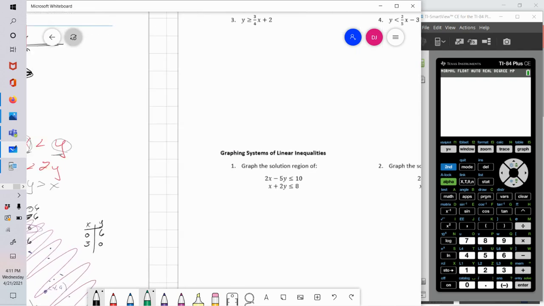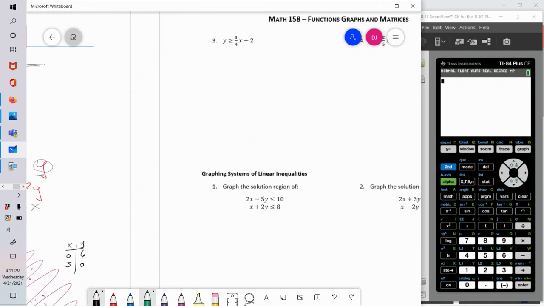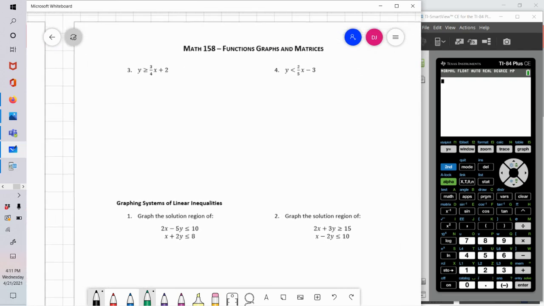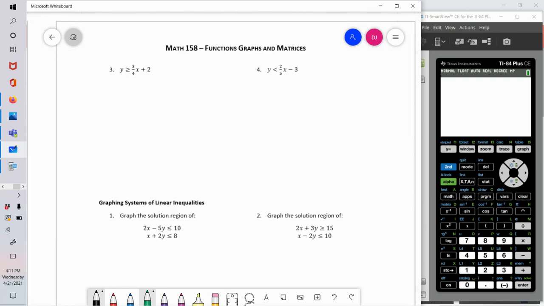Okay, let's do another one. Now, number 3, I'm going to graph this one slightly different since we're given this in slope-intercept form. Nice straight lines there, right?